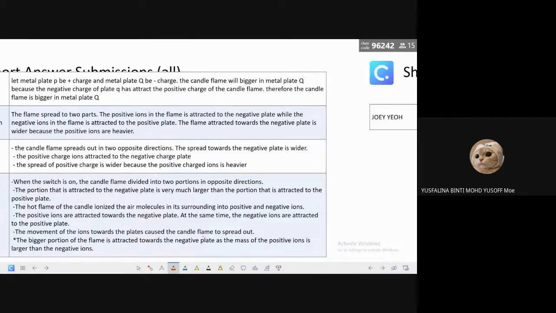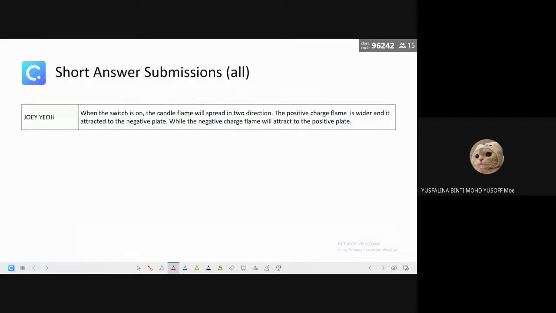Okay, full marks. When the switch is on, the candle flame spreads. Alright, 1 mark. The positive side is wider and is attracted to the right. So this one is 2 marks. Okay, you lost a mark for the size. You didn't mention why the negative plate has the bigger flame there. Okay, because of the size of the positive charge. And another one because you didn't put the heat ionizes the air molecules. Okay.